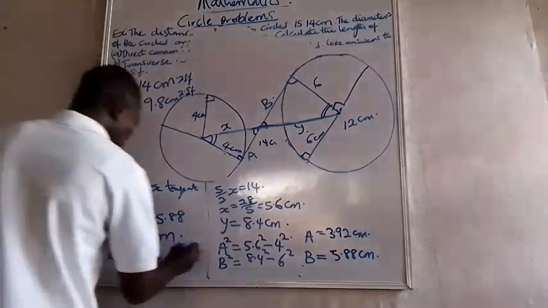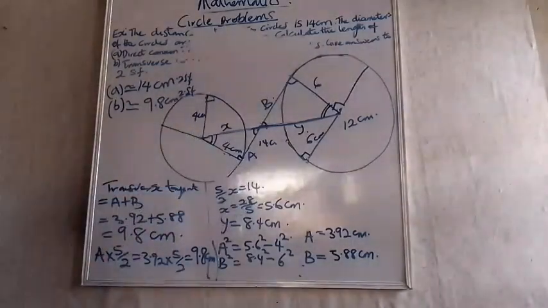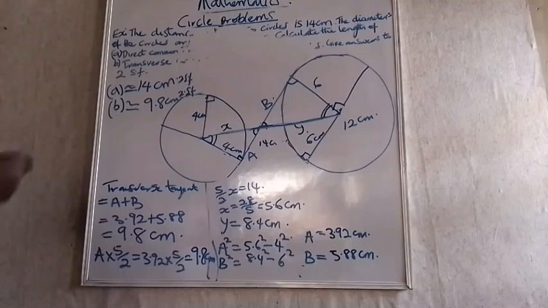So that also gives us 9.8. So knowledge of ratio and proportion, you get it right straight once. So that's the way to handle this. Let's look at another question.